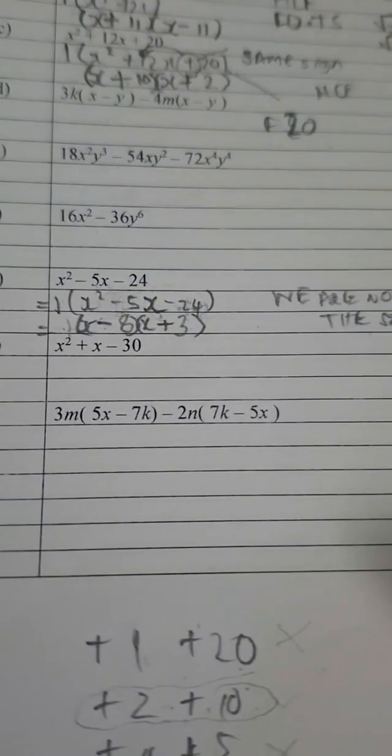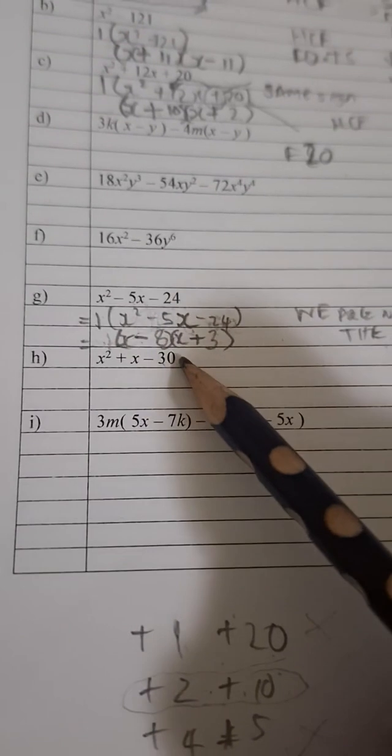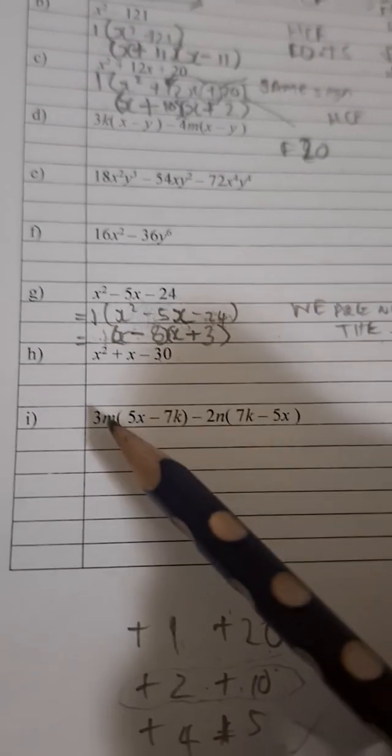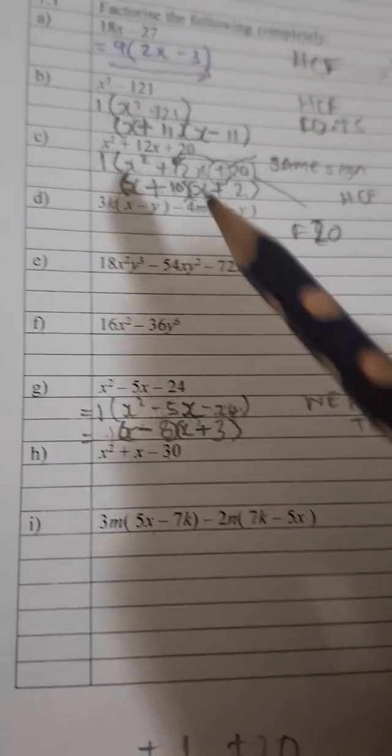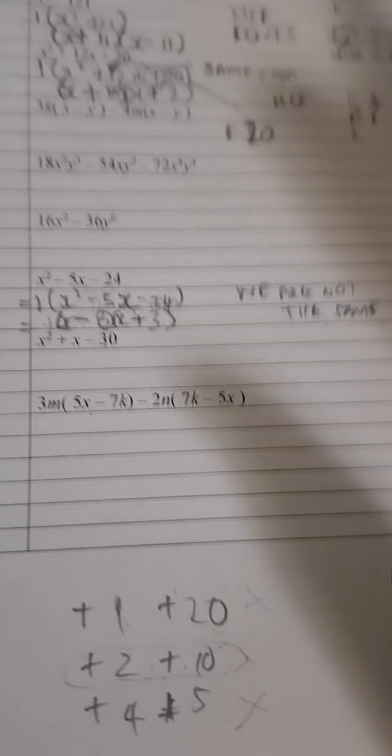Okay, now, guys, thank you so much for joining in. I hope you can attempt number H, the letter H, for me. You can attempt I, you can attempt E, you can attempt D, because factorization is popping for you. I will continue with the rest tomorrow morning, 6:30, same time, same place.